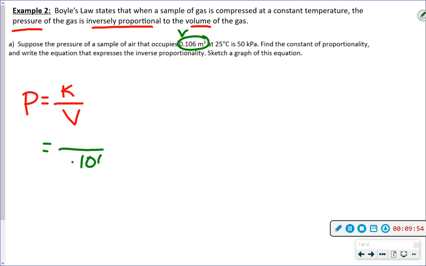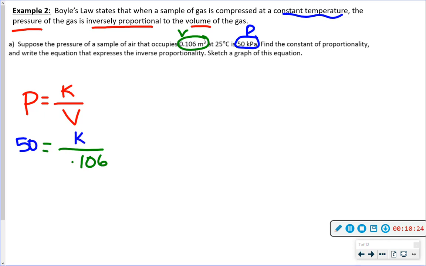0.106, got it. Okay, at 25 degrees Celsius, now we don't have anything in our equation about temperature, and this is just one of those extra pieces of information they give you, because if you read it at the top, it talks about constant temperature. They're just telling you the temperature is 25 degrees Celsius. That's not going to affect our equation. Now, of course, the 50 kPa, the 50 is your pressure. I'm going to put that in there.